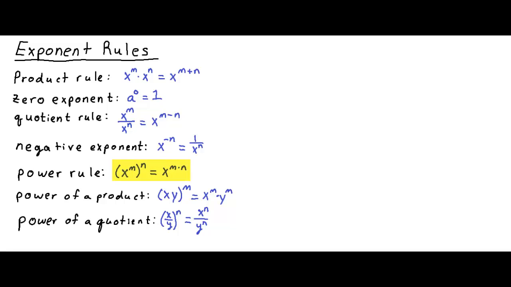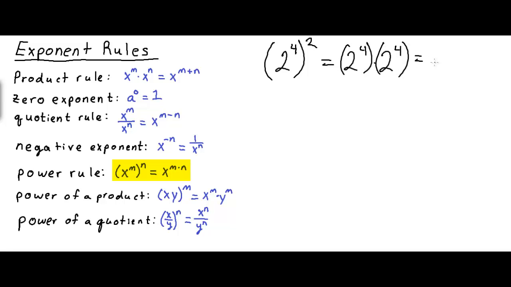The next one we're going to look at is the power rule. So again, if we have, let's say, 2 to the 4th squared, what this is actually saying is that we have 2 to the 4th times itself, because that's what squared means. So we have 2 to the 4th times 2 to the 4th. Again, we can look at this kind of like what we have with the variables. We have 4 2's, 1, 2, 3, 4, times 1, 2, 3, 4. How many do we have total? We have 8. So that gives us 2 to the 8th.